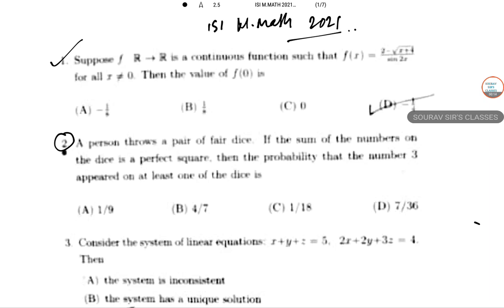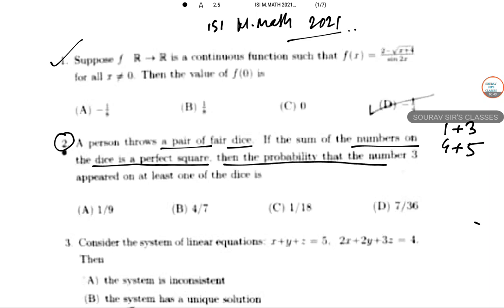A person throws a fair pair of dice. If the sum of the numbers on the dice is a perfect square, for example 1 plus 3 or 4 plus 5, then what is the probability that the number 3 appeared on at least one of the dice?